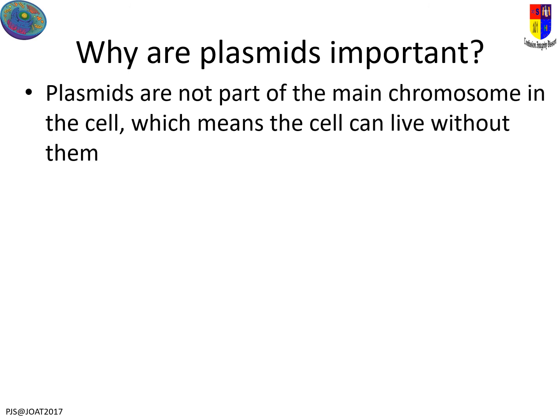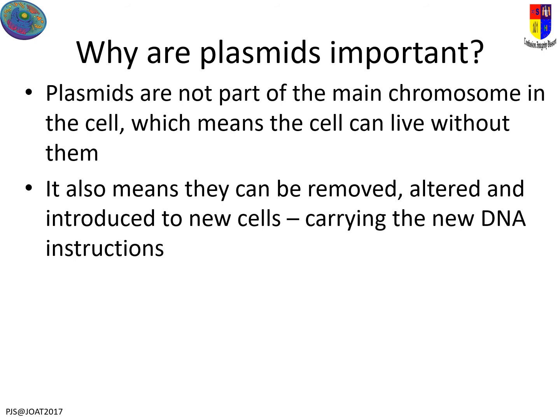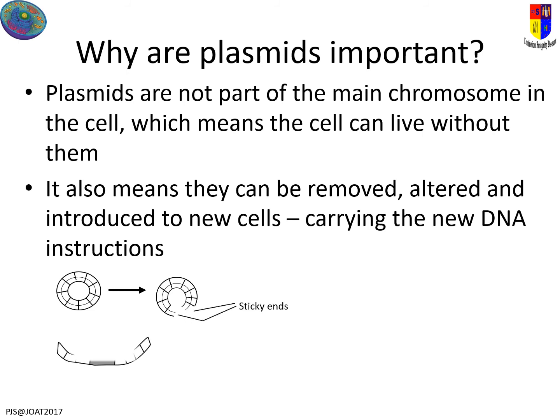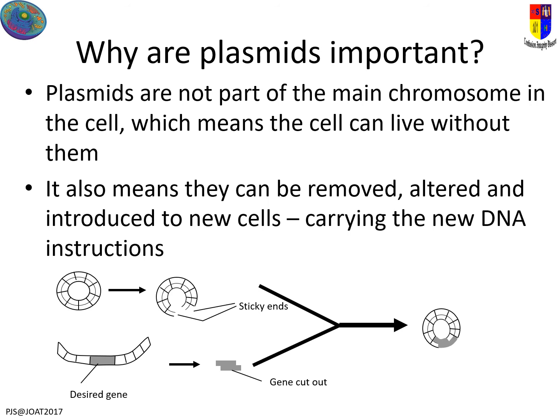So these extra bits, the cell doesn't need them, so they could live without them. But it also means we could take them out, alter them, put them into new cells, and now you've got new DNA. So we can take our plasmid, literally slice it open, and it creates something called a sticky end, and then we can take a gene from somewhere else entirely different. So this one's a long chromosome, so say this was from a human, take out the gene that we wanted, also with its sticky ends, and stick them together, and we get our modified plasmid, and this plasmid is now carrying DNA which does what we want it to do.